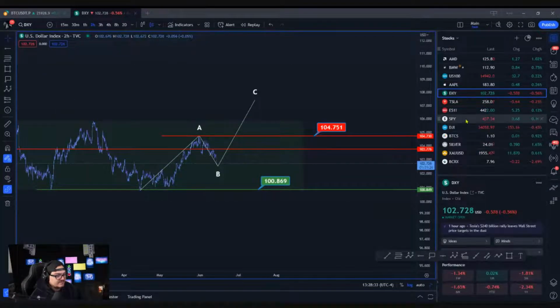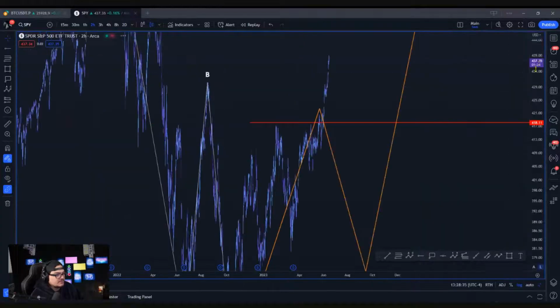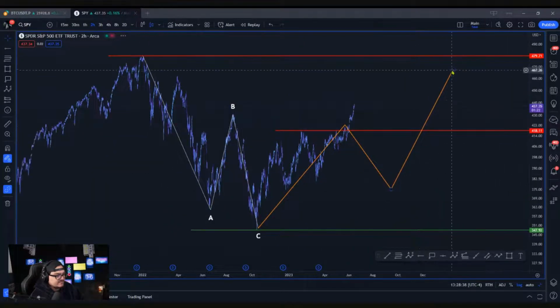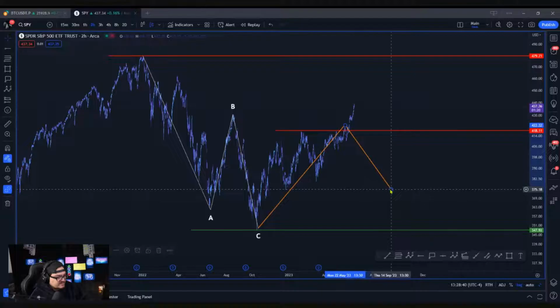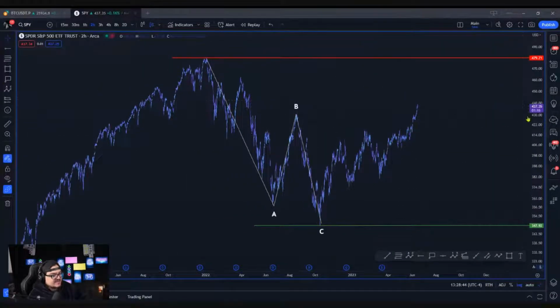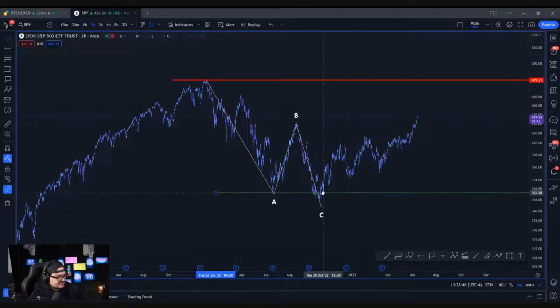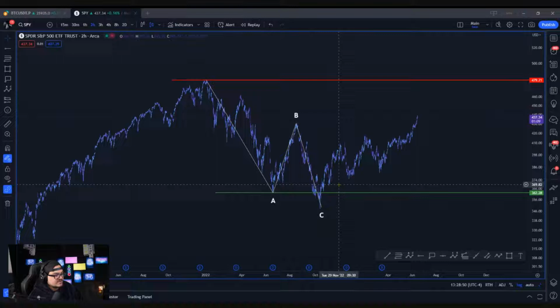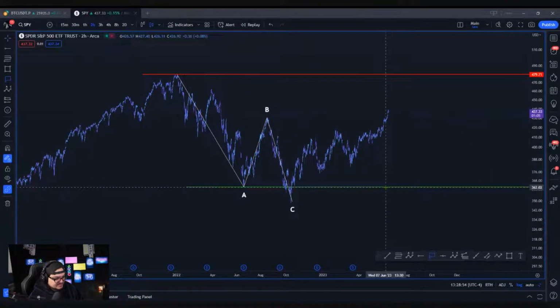All right, let's do the SPY. SPY is mooning. All right, so the only thing I'm going to say for the SPY is that we did put in a bullish ABC. So as long as we're above 362, that is a potential bullish idea, bullish pivot for the SPY.